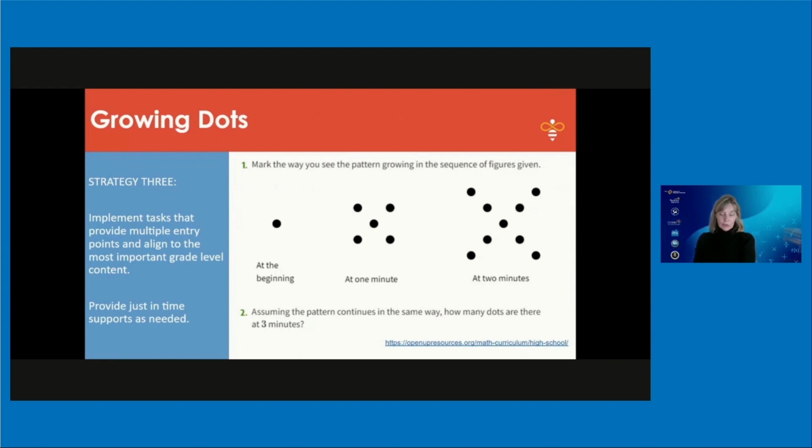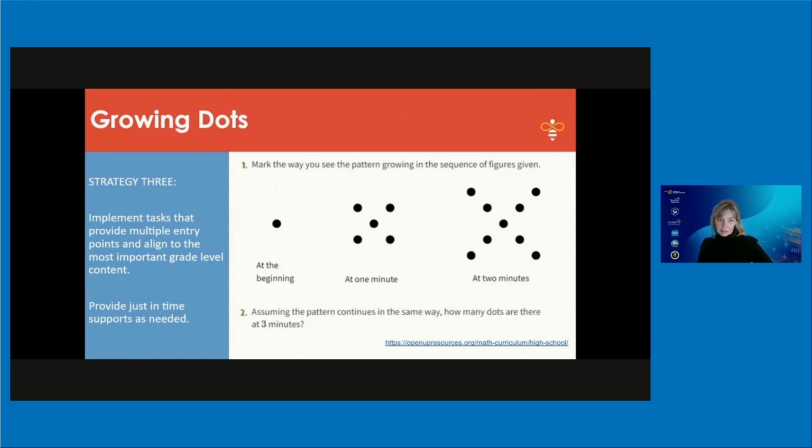I'd like for you to look at the pattern on the right side of your screen. Strategy 3 is implement tasks that provide multiple entry points and use student thinking to capture learning goals. Please take a couple of minutes to identify how you see this pattern grow. Draw pattern 3 at 3 minutes and pay attention to the ideas you have about how this pattern is growing.